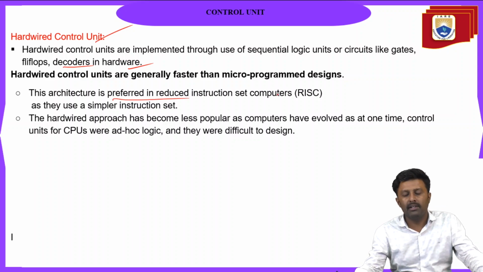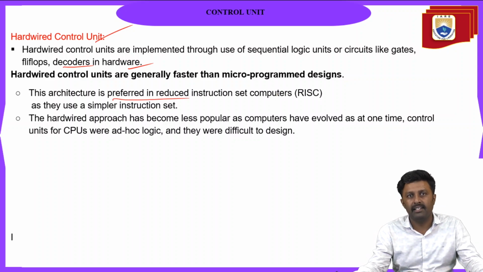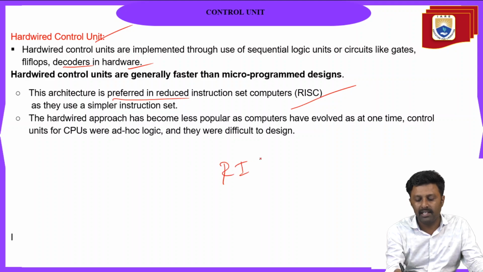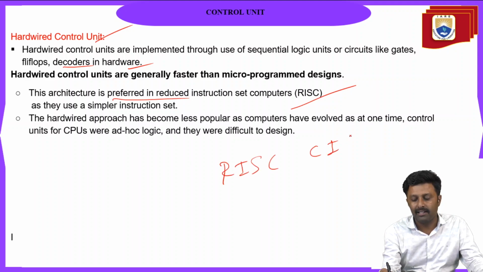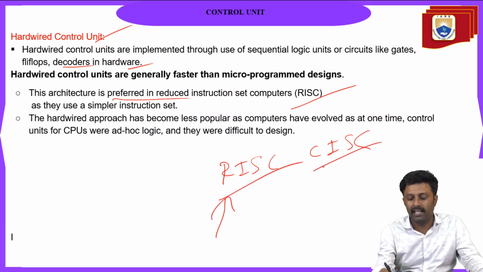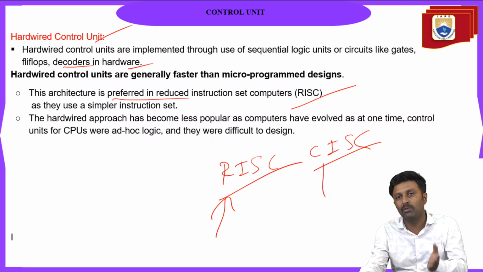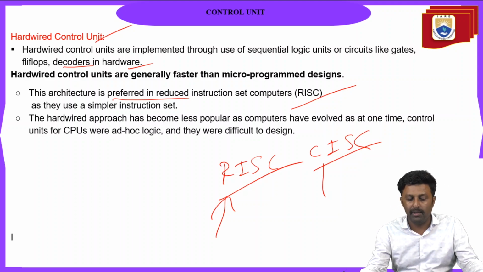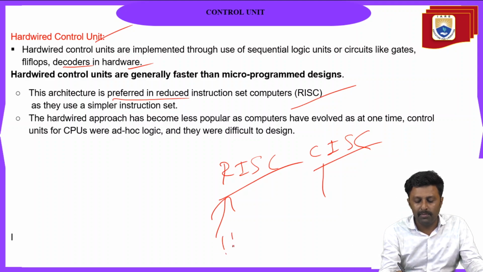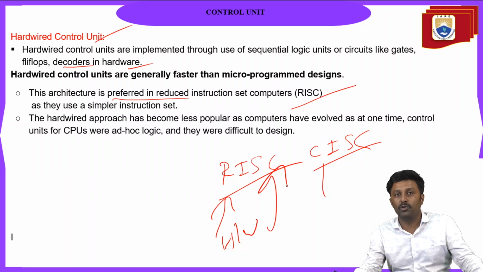This architecture is preferred in RISC architecture; that is, the hardwired control unit is used in RISC architecture. There are basically two types of architecture we have seen earlier: RISC and CISC. RISC stands for Reduced Instruction Set Computing, and CISC stands for Complex Instruction Set Computing. Either our computer will have RISC architecture or CISC architecture, depending on the requirement. So we will be using the two types of control unit. The hardwired control unit will be used in RISC computers.